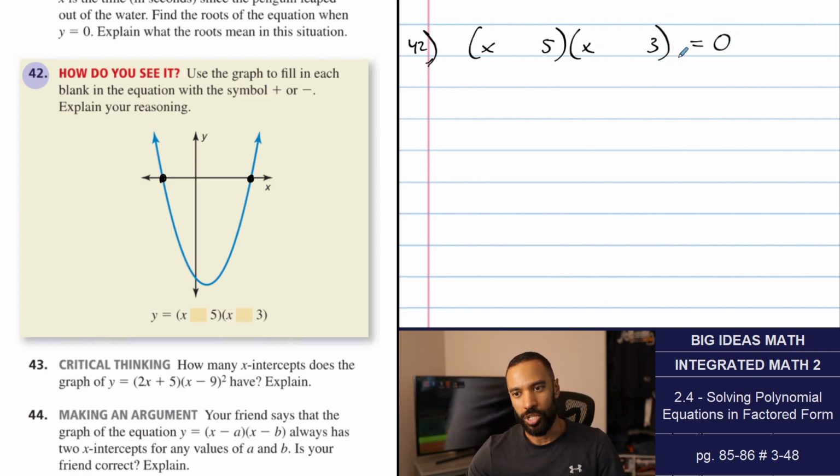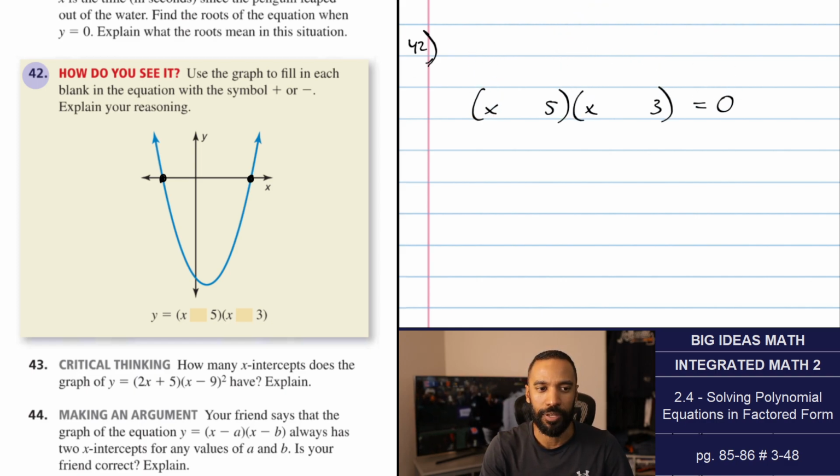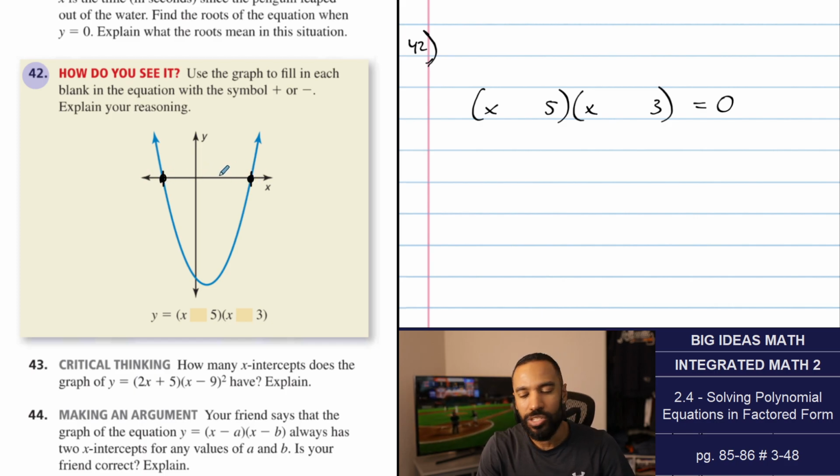If these equaled 0, you have to think about what those x-intercepts would be to make that happen. The x-intercepts would have to be this guy, a negative number, and this guy, a positive number. Even though we don't see the numbers, it looks like this would have to have been a negative 3, and this would have to have been the positive 5 just by distance.